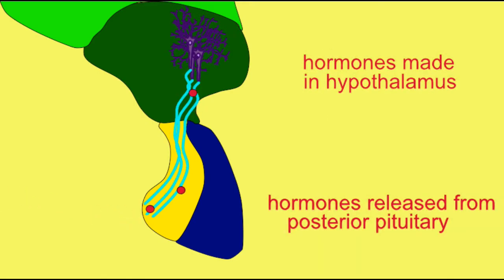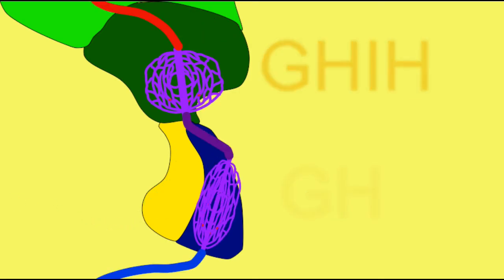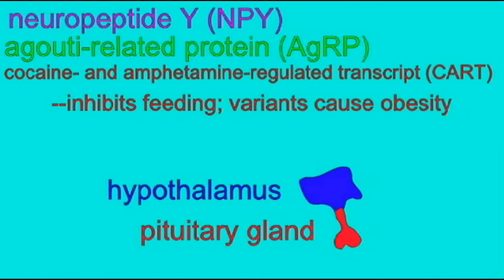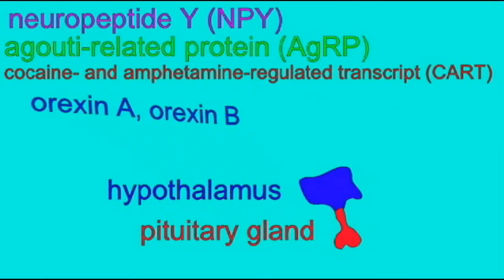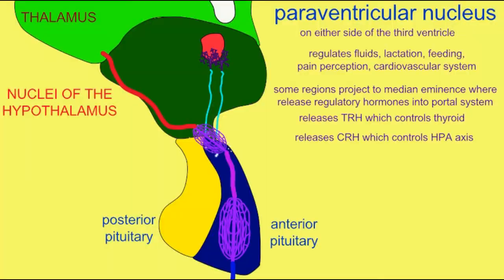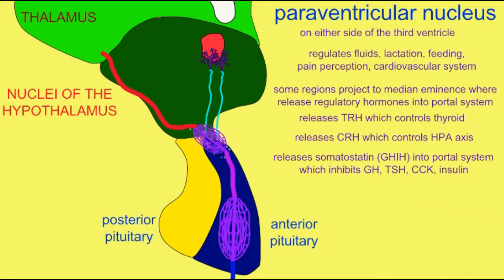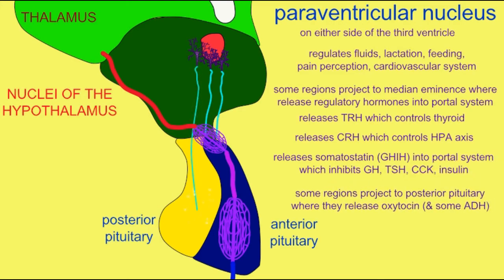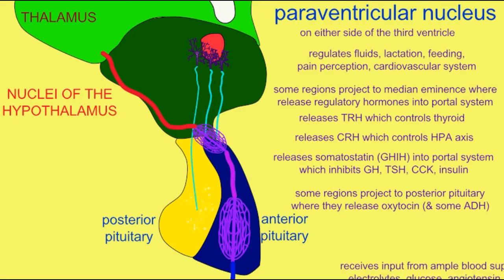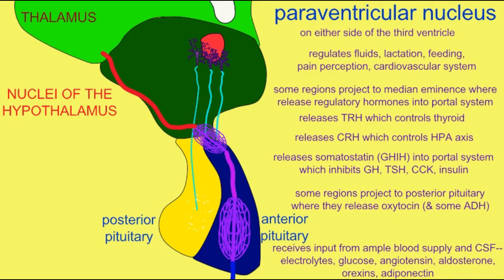Some regions of the paraventricular nucleus have neurons whose axons project to the posterior pituitary, where they release oxytocin and, to a lesser degree, ADH. The paraventricular nucleus receives input from a number of regions of the brain and also has ample blood supply and contacts the third ventricle, where it can be exposed to cerebrospinal fluid. And thus the levels of electrolytes, glucose, hormones such as angiotensin, aldosterone, orexins, and adiponectin can influence its activity.